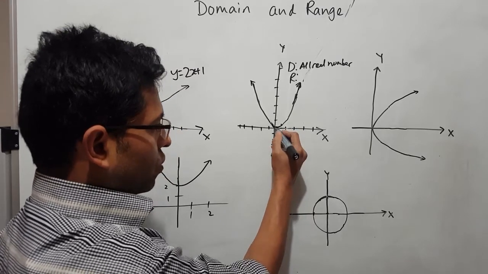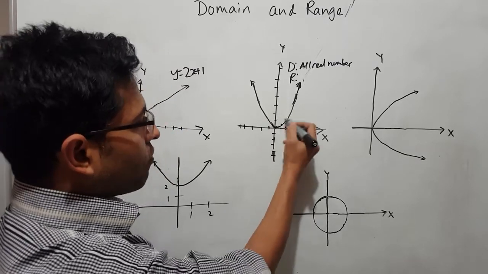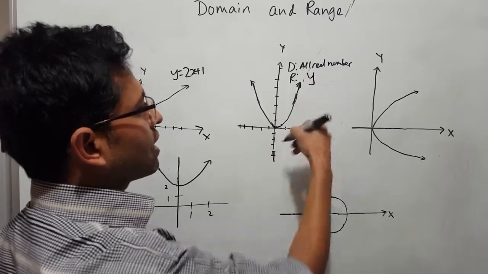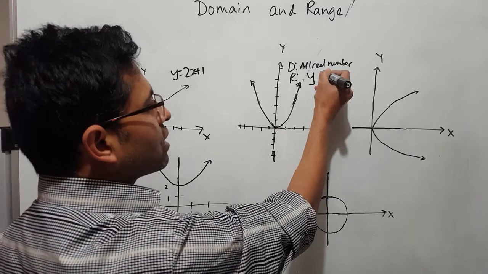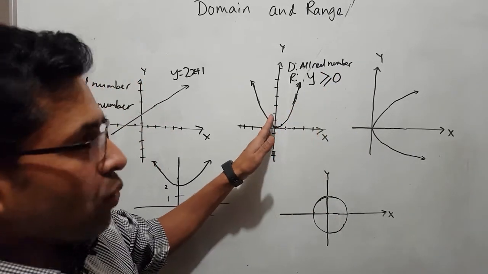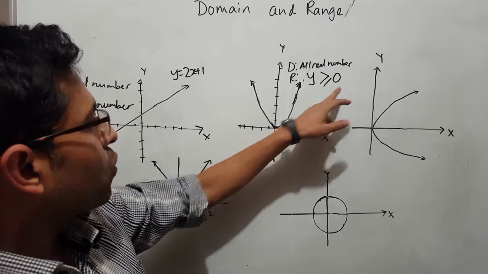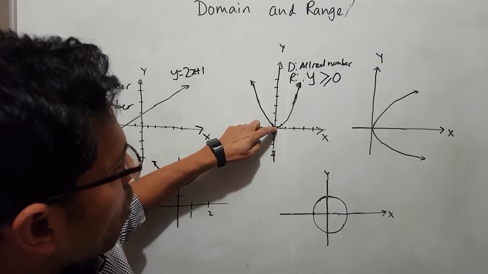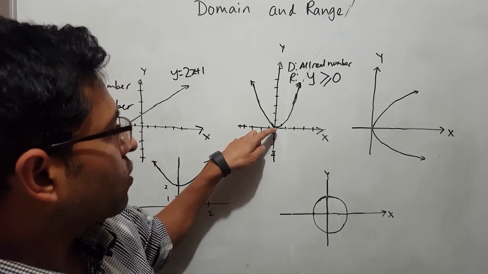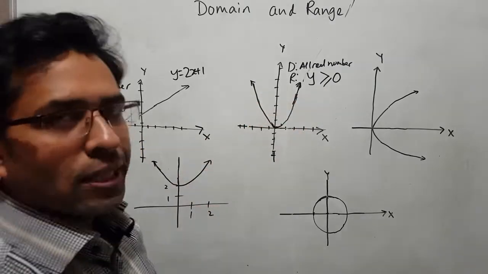So the graph is not coming to the negative side. It means our range y is restricted here. So y should be greater than or equal to 0. So our range will be y greater than or equal to 0. I can say that it is 0 or more. It cannot come down. It cannot be negative. So it could be 0 or more. So this is our range.